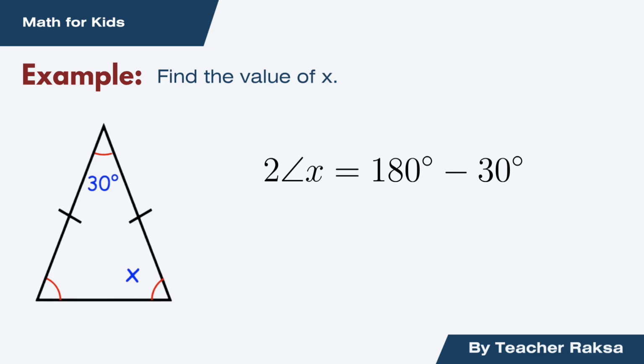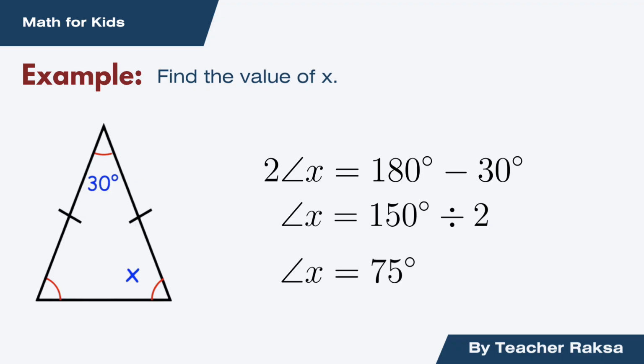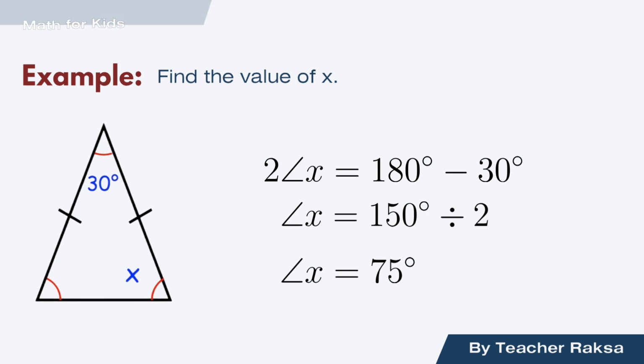Using the angle sum rule for triangles, 180 minus 30 degrees equals 150 degrees. Now divide the remaining 150 degrees equally between the two base angles. 150 degrees divided by 2 equals 75 degrees. So the value of angle x is 75 degrees. And that's how we solve problems using the properties of an isosceles triangle.